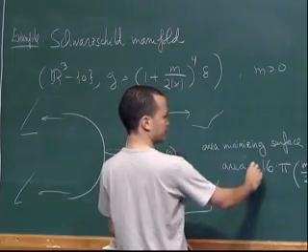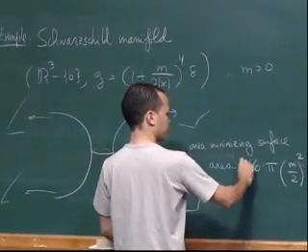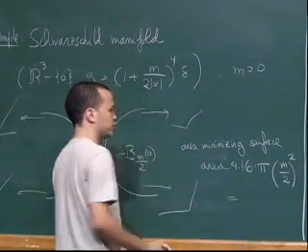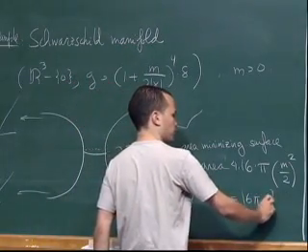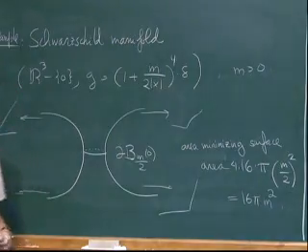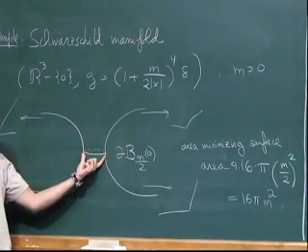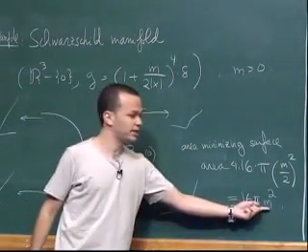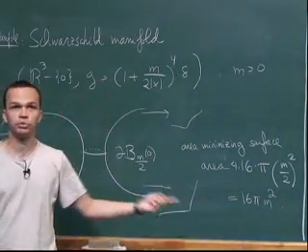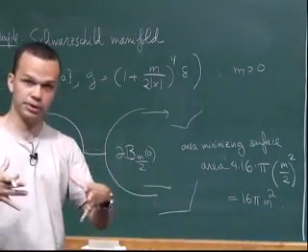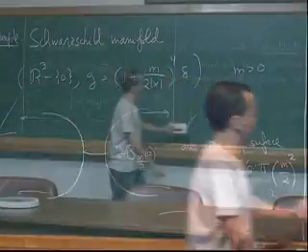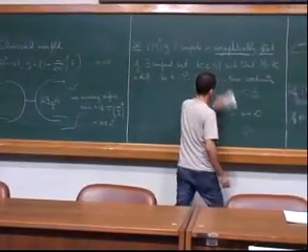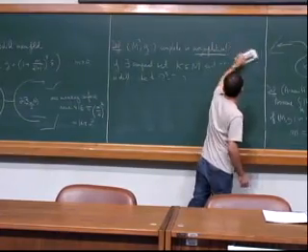Well, 4 pi, right? There's a 4 here. So if you do this calculation, you get that the area is 16 pi m squared, right? So the area of this minimal surface is related very nicely to the mass of the manifold by this relation, right? The bigger the mass, the bigger the area of the minimal surface.